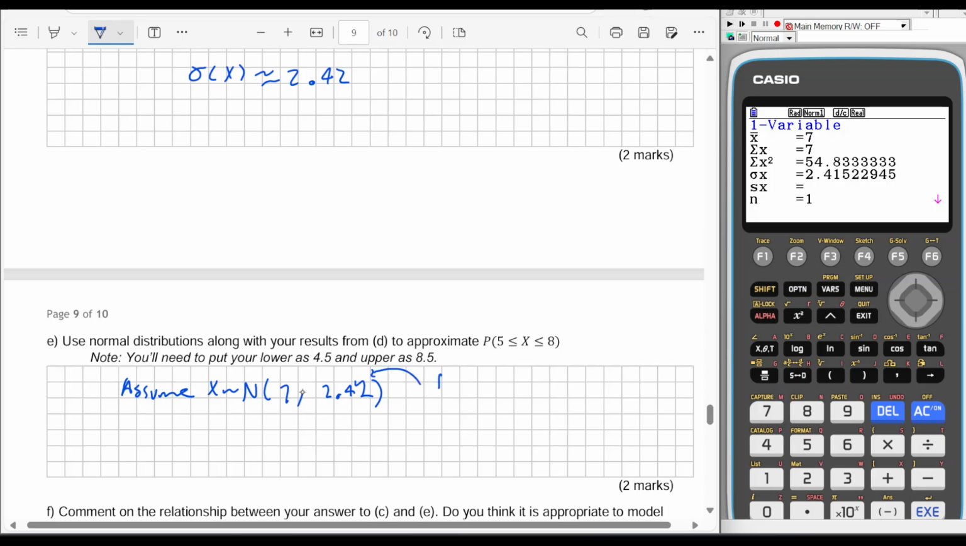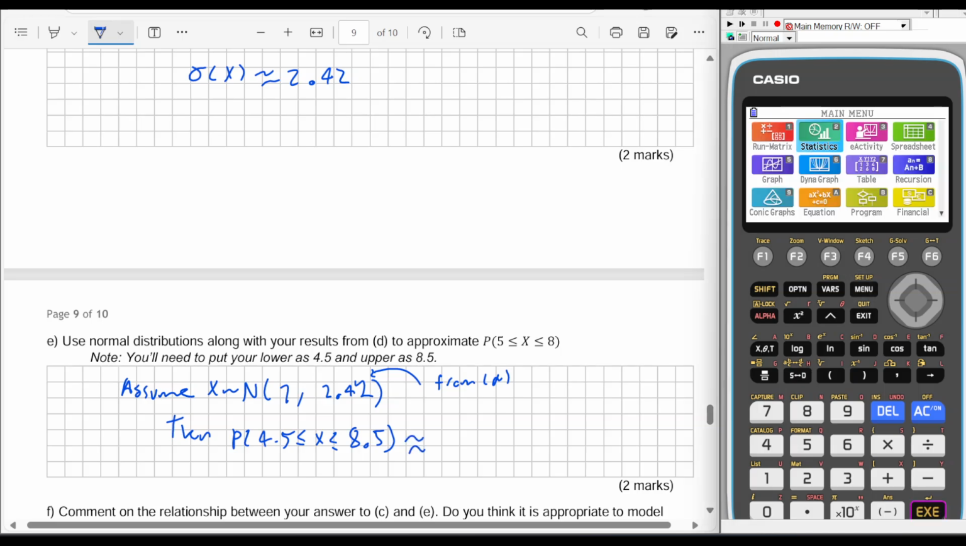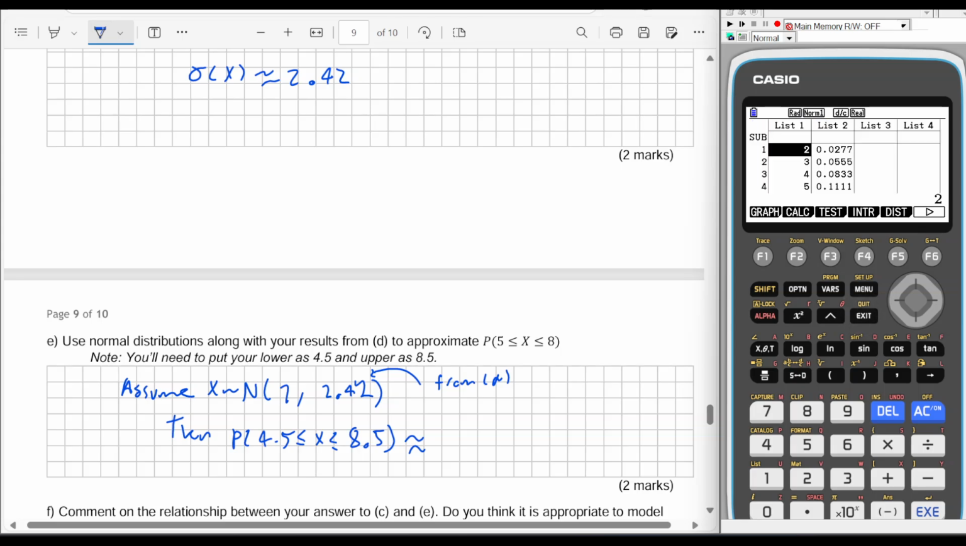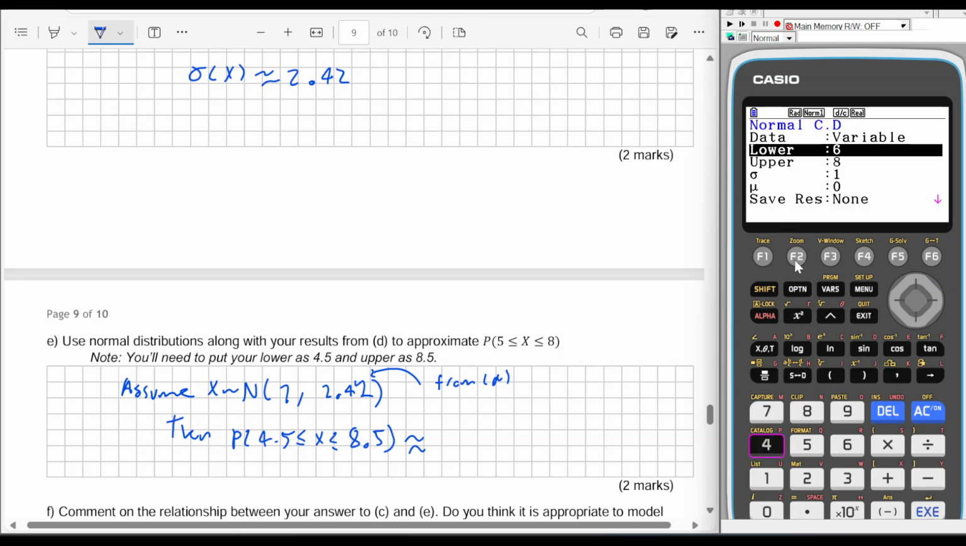So I might make a note. Then probability that 4.5 is less than x. The reason you need the extra rounding is because when your calculator does a normal distribution, it doesn't know you're talking about whole numbers. So you just need to include the 0.5 either side, because anything bigger than 4.5 would round up to 5 in that range. So we're going to go normal CDF. Any numbers between 4.5 and 5 would round up to 5, and any numbers between 8 and 8.5 would round down to 8.